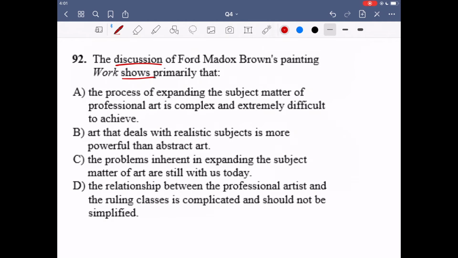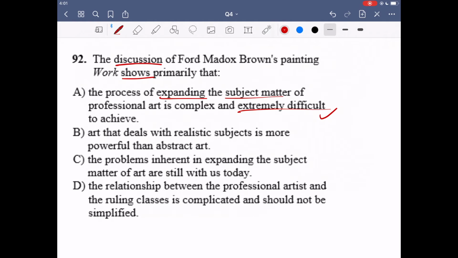That's the main purpose. So option A is saying that example shows that the process of expanding the subject matter of professional art is complex and extremely difficult to achieve. Yeah, that's pretty much it. That's what we're looking for. You are trying to expand the subject matter, but it's extremely difficult to do that.